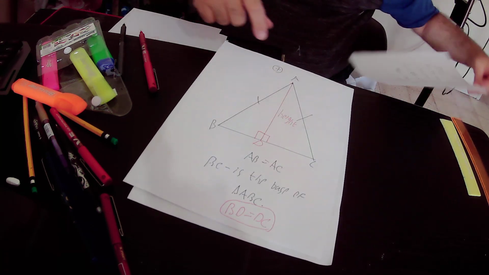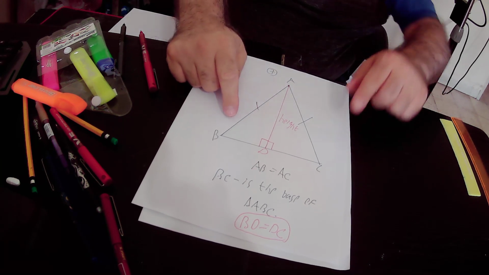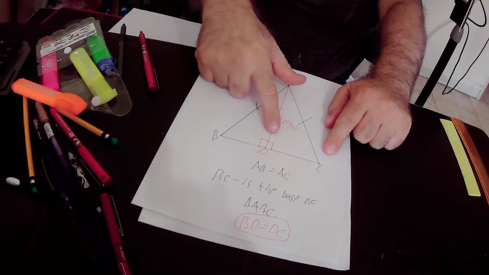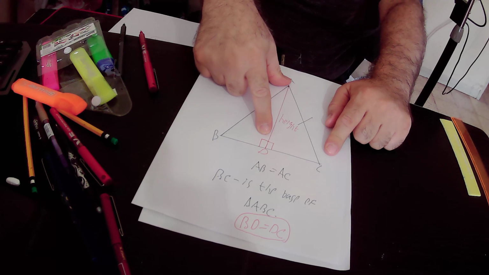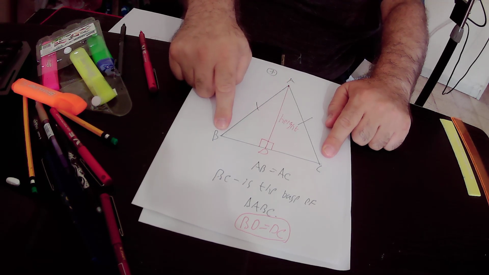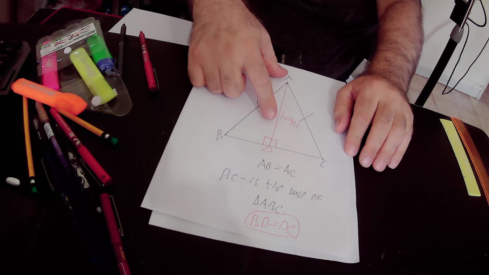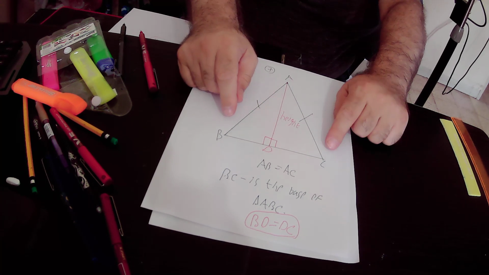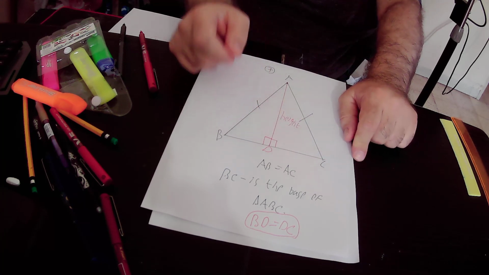So the height AD is the height to the base BC. The height creates 90 degrees with the base, so the height, the red straight line AD, divides the base BC into two equal parts. That is to say, BD equals DC. Again, the height to the base in an isosceles triangle divides the base into two equal parts.